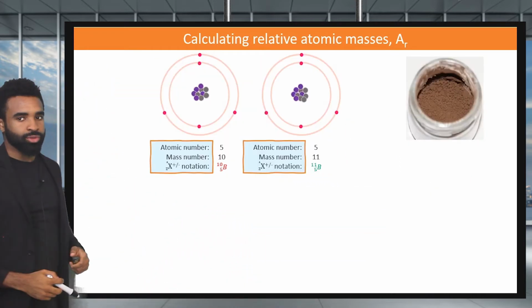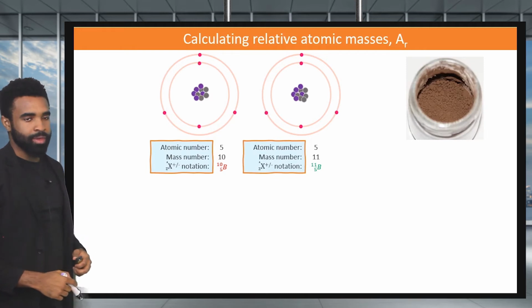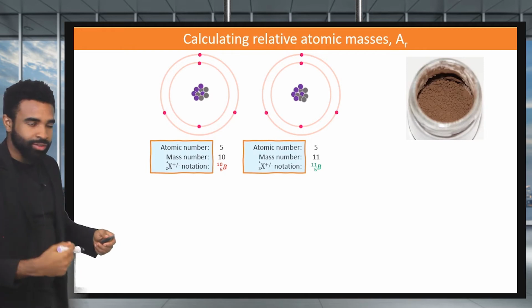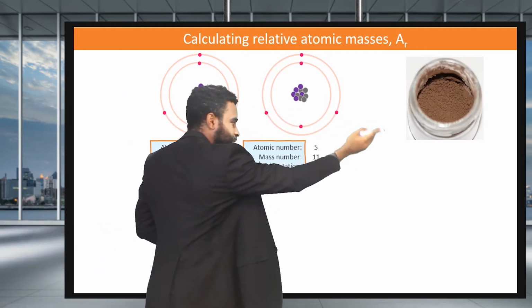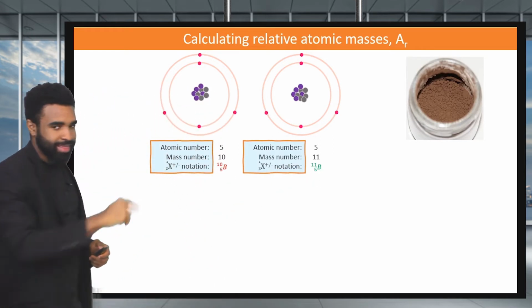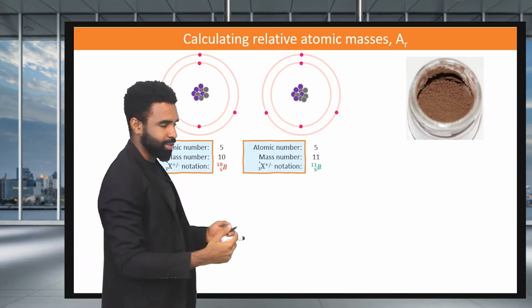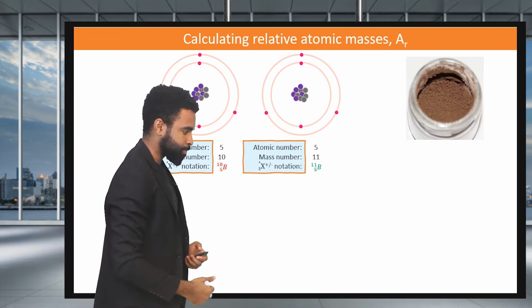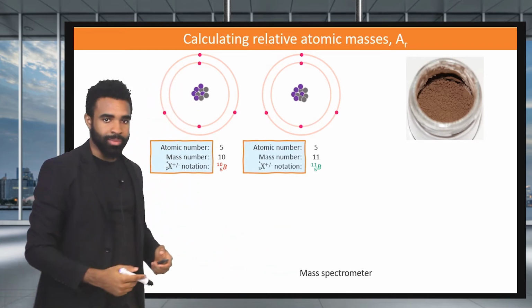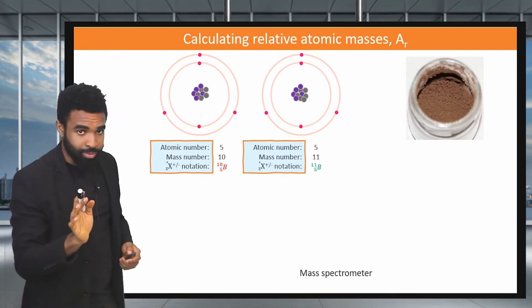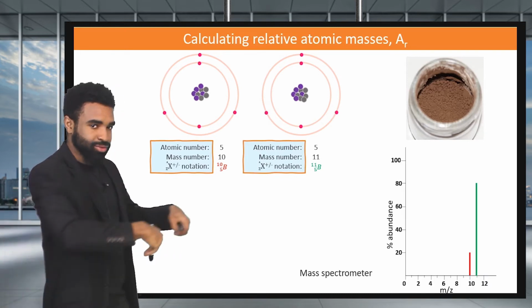Let's get back now to our example here with boron. So what we need is we need to know what's the relative abundance of these two types of isotopes in that sample in order to figure out its weight, or its relative atomic mass. To do this, we use something called a mass spectrometer. You don't need to know how it works at the moment. All you need to know is how to read the graph.